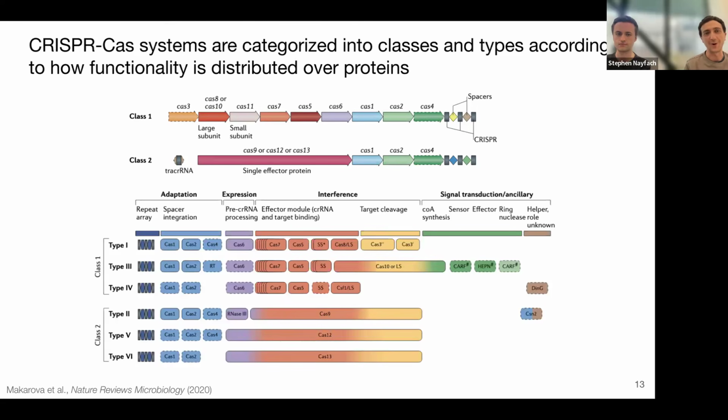Now, within class 1 and class 2 systems, there's also a broad diversity of types 1 through 6, and within each type, there's a broad diversity of subtypes. So this slide is mostly just to say that these CRISPR systems have evolved throughout evolution into very broadly diverse proteins and protein complexes.